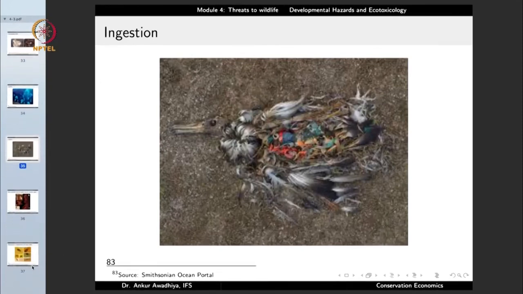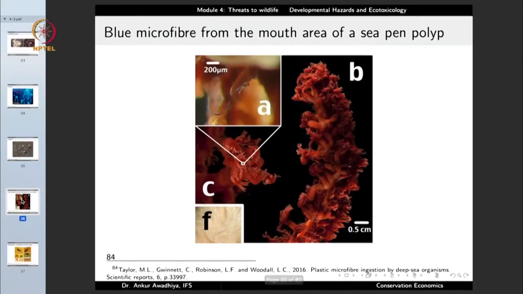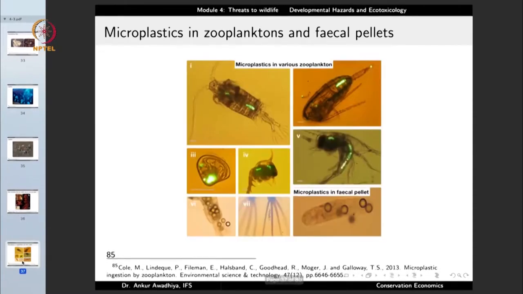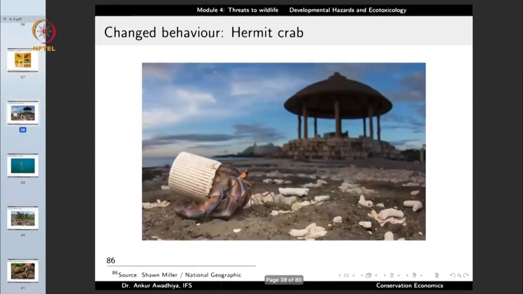Loss of biodiversity in this way is also a hazard of unsustainable economic growth. We are seeing it everywhere. Even deep in our oceans, we are finding that the plastics have reached there. They are impacting all organisms, whether big or small. Even in the case of microscopic organisms, we are finding that their bodies are now filling up with plastics. The behaviors of organisms are changing. So this is another hazard of unsustainable economic growth.